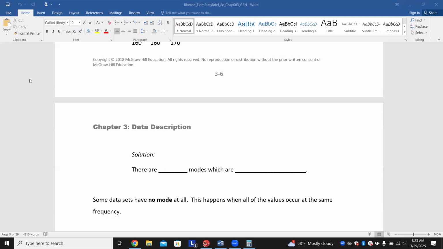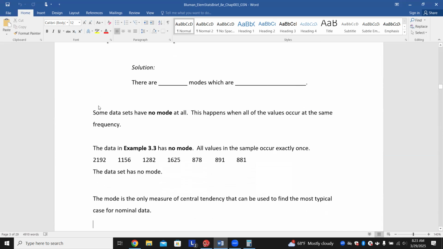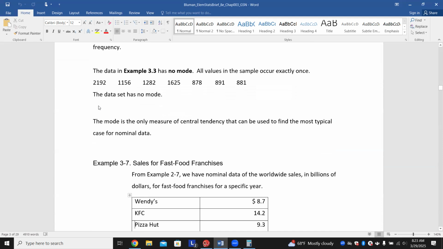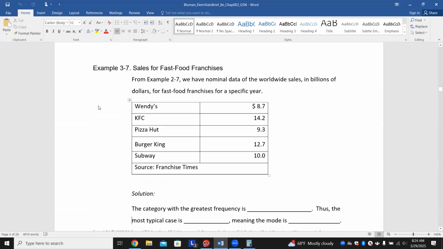But there are situations where there is no mode, meaning they all occur the same amount of time. So some data values have no mode at all. And again, this happens when all values occur at the same frequency. So if we use example 3, all values in the sample occurred exactly once. There were no repeat numbers, so therefore the data set has no mode. The mode is the only measure of central tendency that can be used to find the most typical case for a nominal data set.